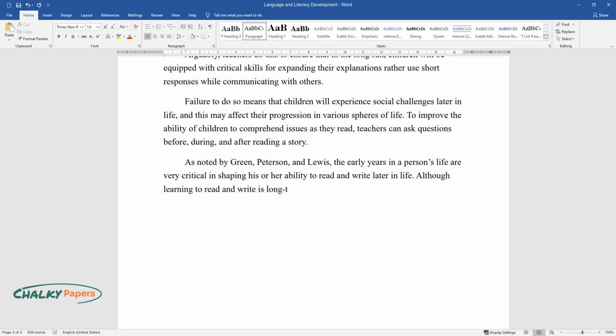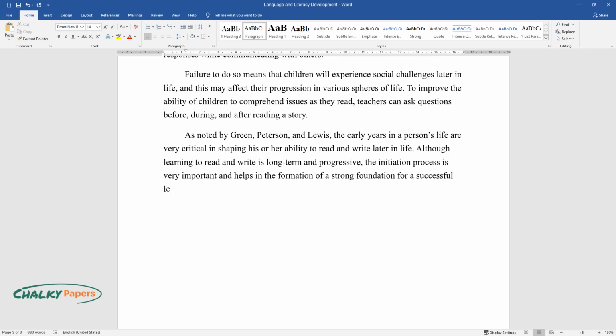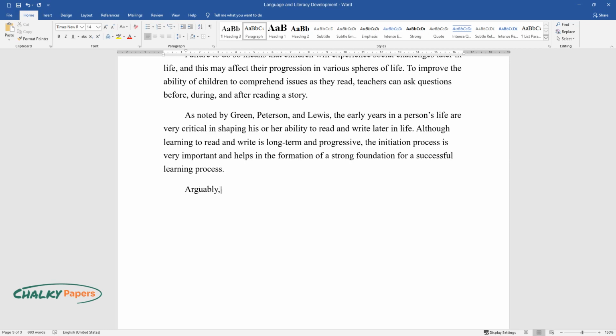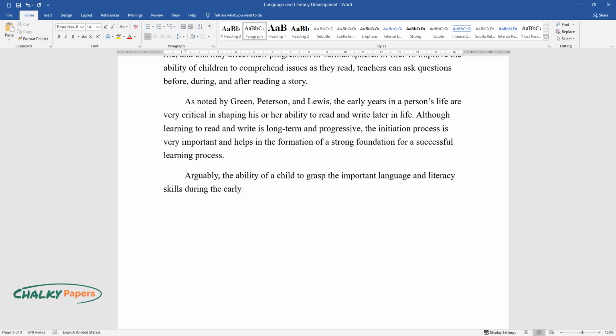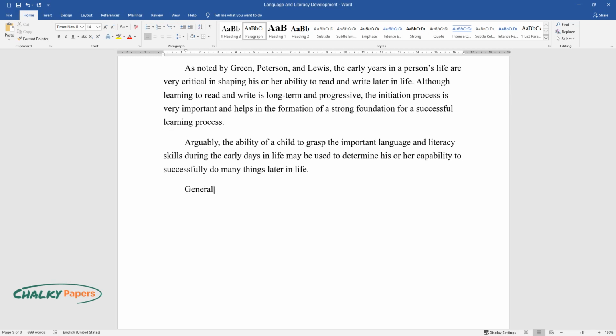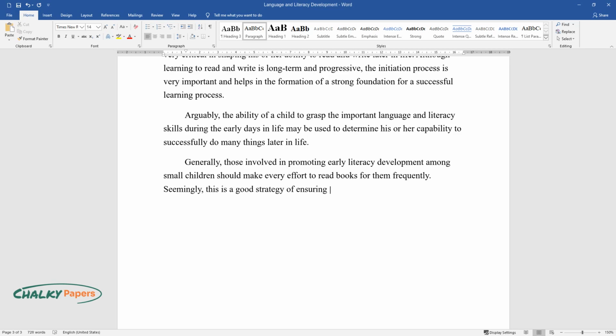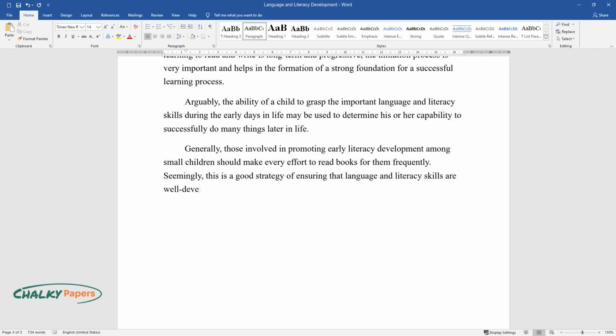Although learning to read and write is long-term and progressive, the initiation process is very important and helps in the formation of a strong foundation for a successful learning process. Arguably, the ability of a child to grasp the important language and literacy skills during the early days in life may be used to determine his or her capability to successfully do many things later in life. Generally, those involved in promoting early literacy development among small children should make every effort to read books for them frequently. Seemingly, this is a good strategy of ensuring that language and literacy skills are well developed in children in the early years.